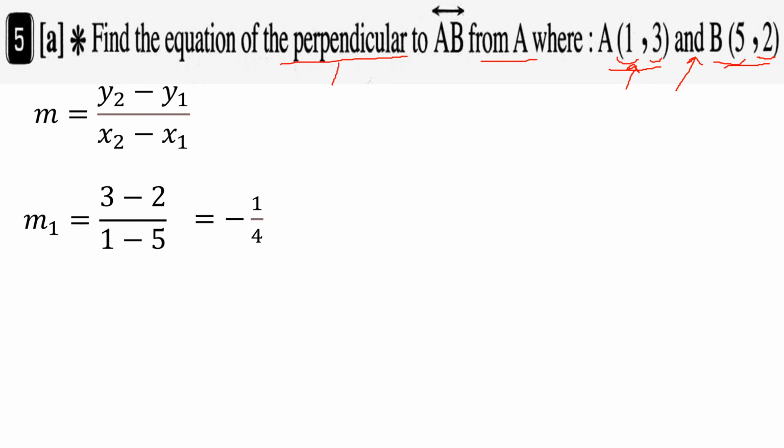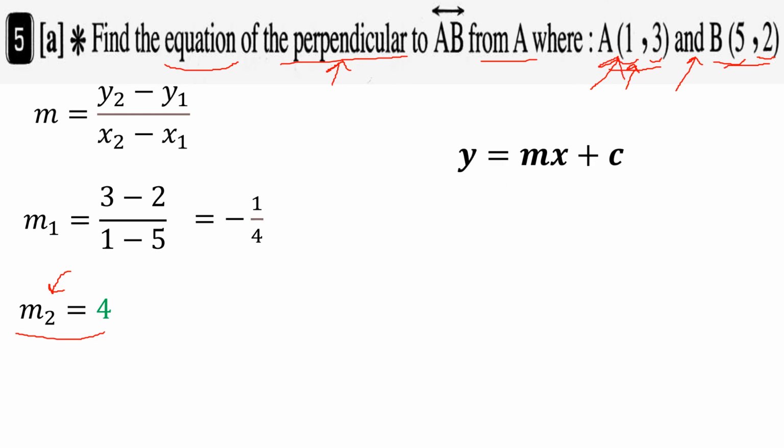But I want the perpendicular to it. So we change the sign and take the reciprocal. So the slope of the perpendicular to it will be 4. Now it's time to find the equation. I have the slope and I have a point on it, he said, from the point A. The equation is y equals mx plus c. The m we already found, which is 4.